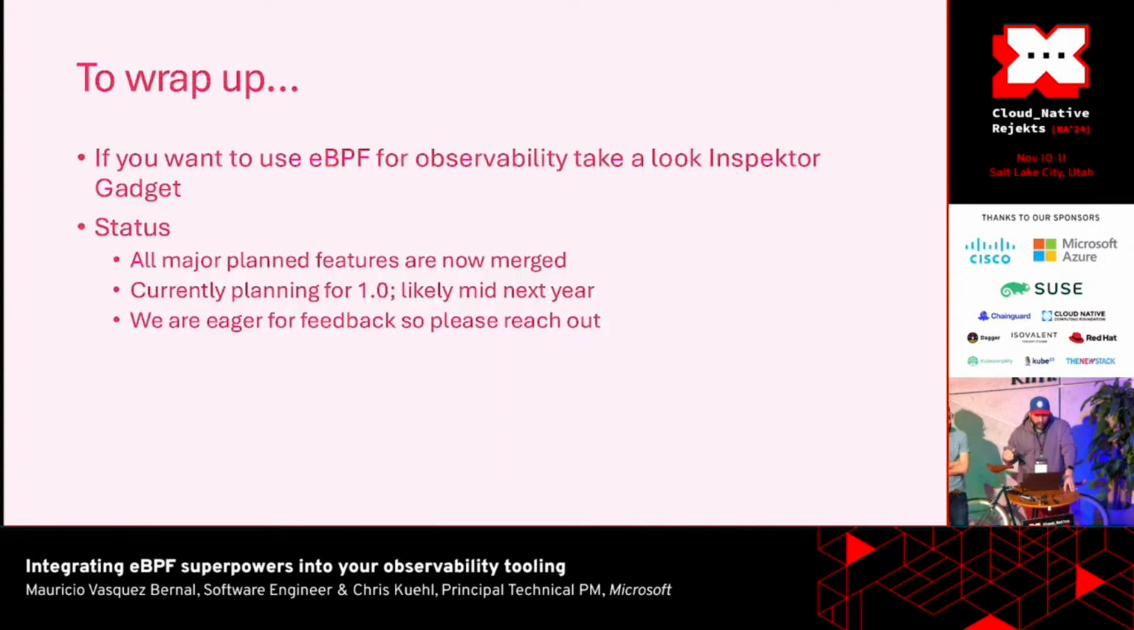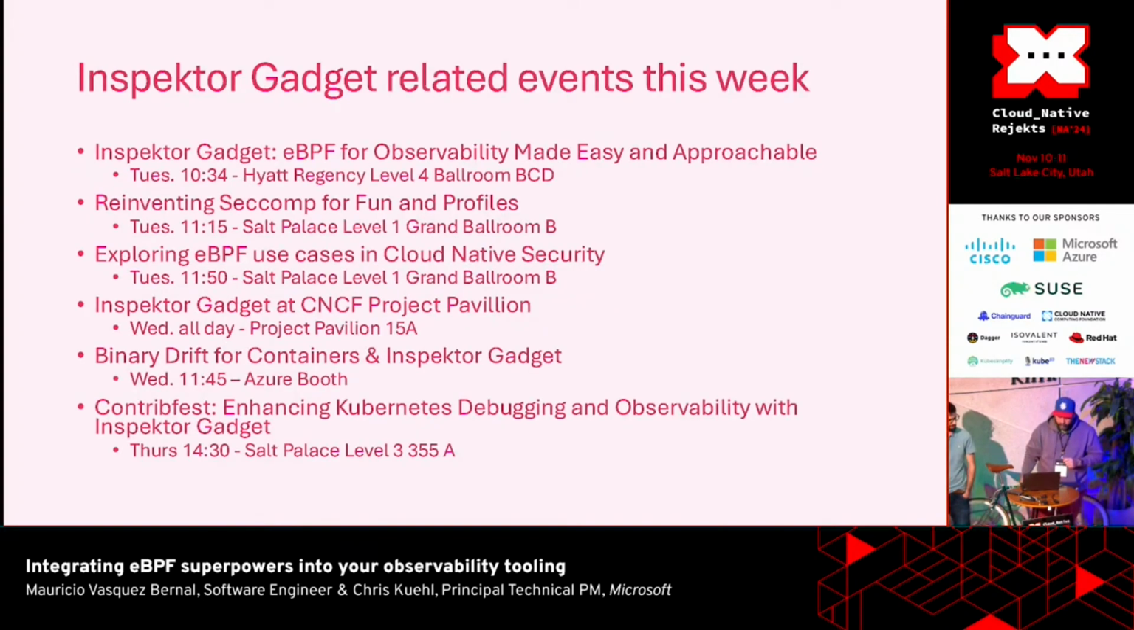So to wrap it up, if you want to use eBPF for observability, you should really take a look at Inspektor Gadget. We're also very open to conversations and trying to expand use cases if we haven't covered something that you might be interested in. The status: all major planned features are now merged. We've been working on this for about 2 years to get it this way, so we're very happy about that. We're working on 1.0, likely mid next year. We are eager for feedback to attain that.